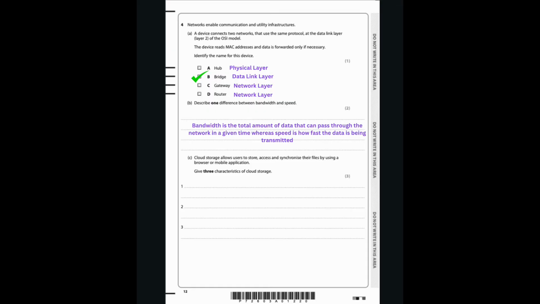That means if the bandwidth is greater, it will be more speed, right? The speed will be more. So it is quite proportional. Bandwidth is proportional to the speed.